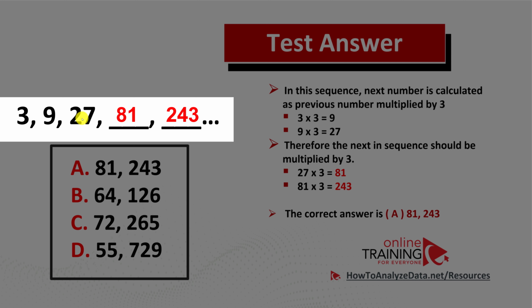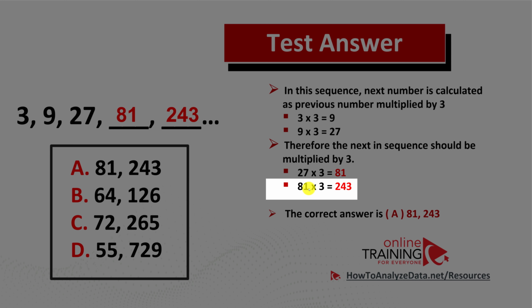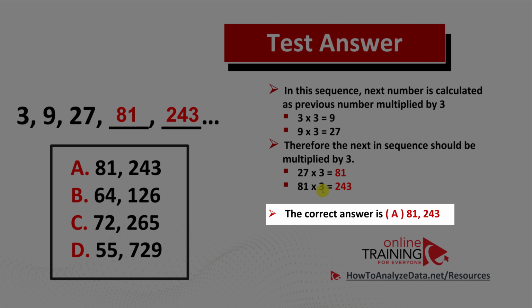So the next number after 27 will be calculated as 27 multiplied by 3, which would be 81. And then 81 multiplied by 3 would be 243. So the correct answer here is choice A, 81 and 243. Hopefully you've answered this question correctly.